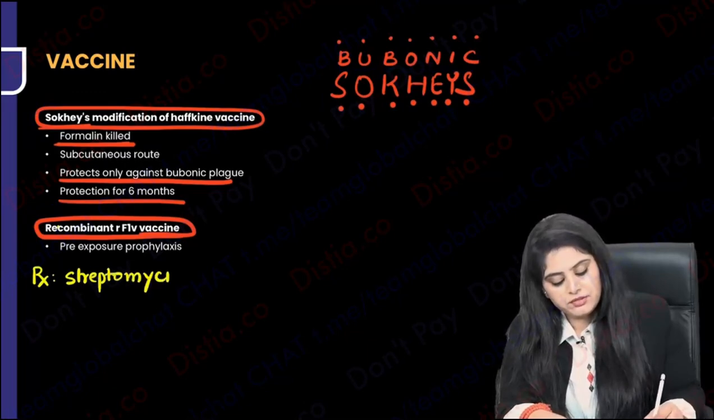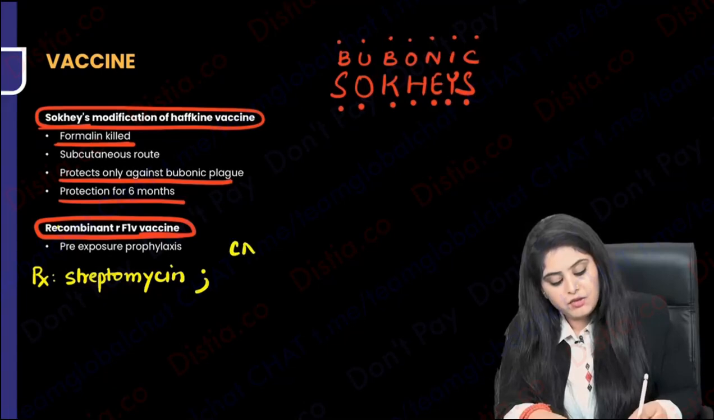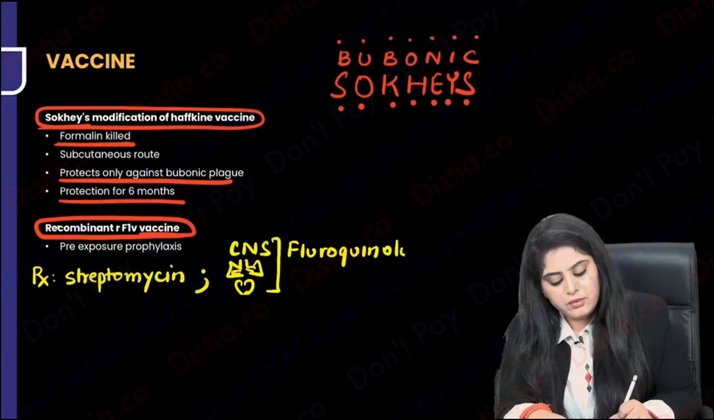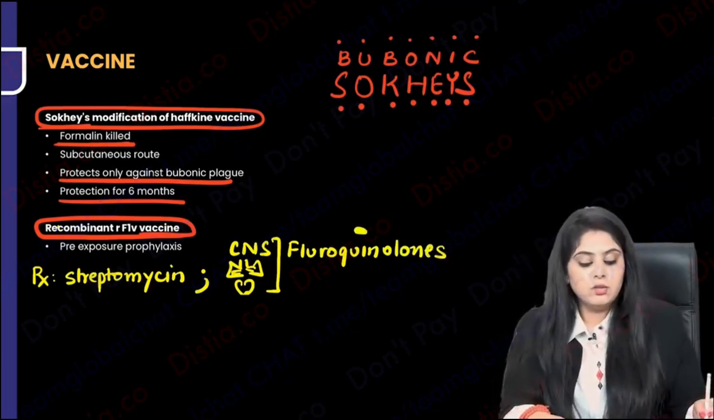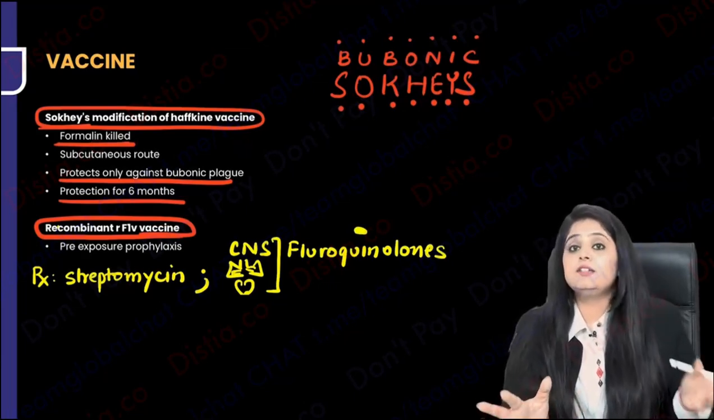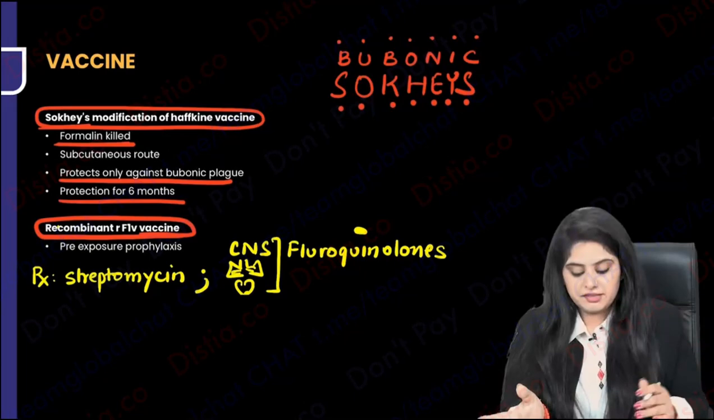This treatment is going to be streptomycin, and if there is involvement of brain, or there is involvement of lungs, or there is involvement of heart, then you can add the fluoroquinolones. So you can add the fluoroquinolones if there is involvement of systemic organs. On that note, we are now going to move on. Yersiniosis is done, Yersinia pestis is done.